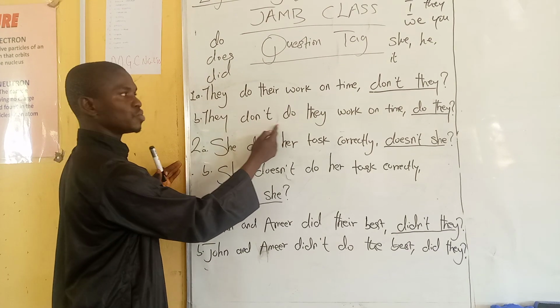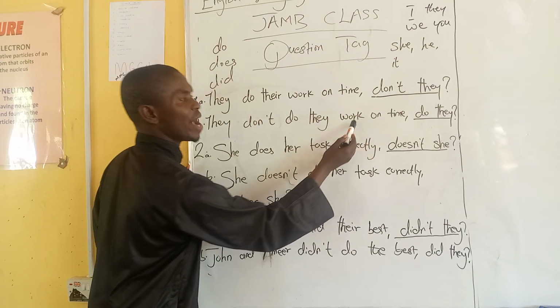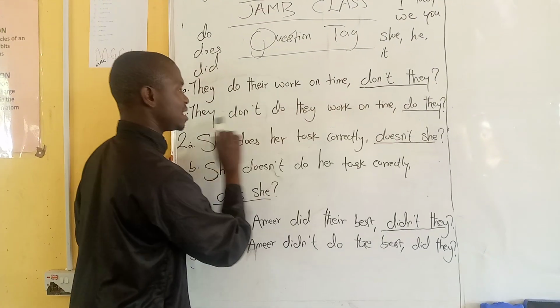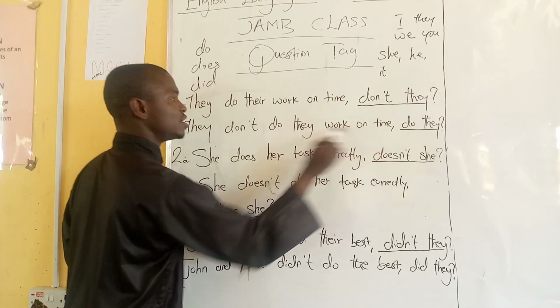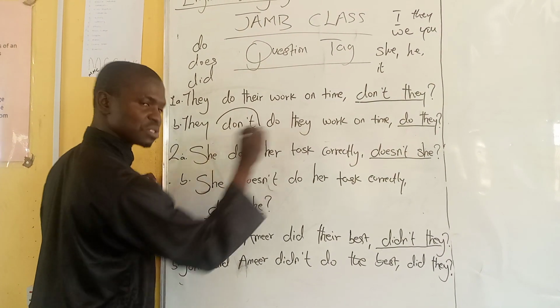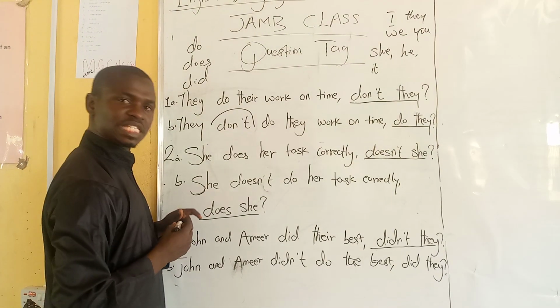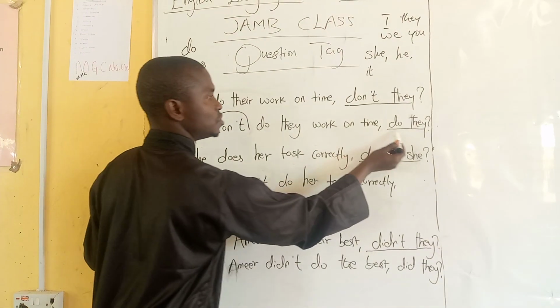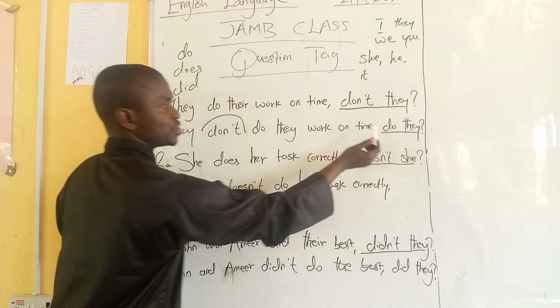1B, that's negative statement. They don't do their work on time. That's negative statement due to the inclusion of not, don't. Now, the tag of course should be, do they? Do they?